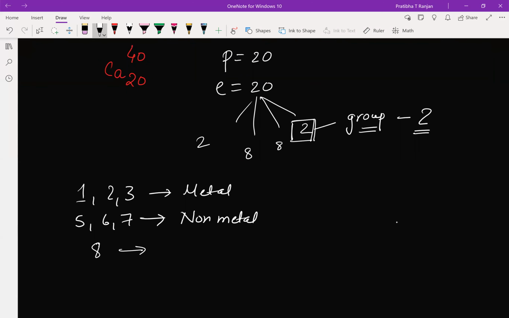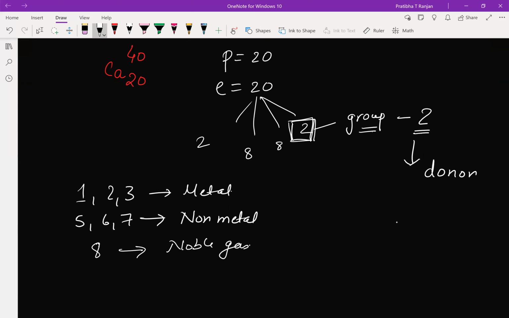And group 18 is considered the noble gas group. There are so many groups, but right now we are just categorizing into this part: the metal group and the non-metal group. As you can see, ending with the number 2 means it belongs to group 2. It means it's a metal, and metal is known as a donor, right? Non-metal is the acceptor.